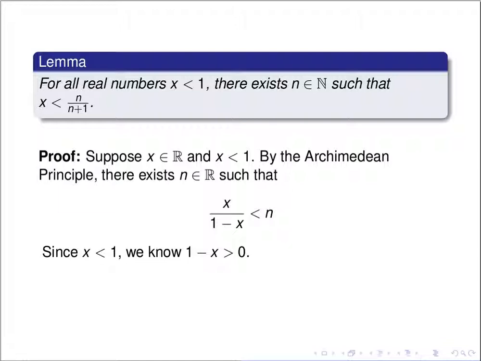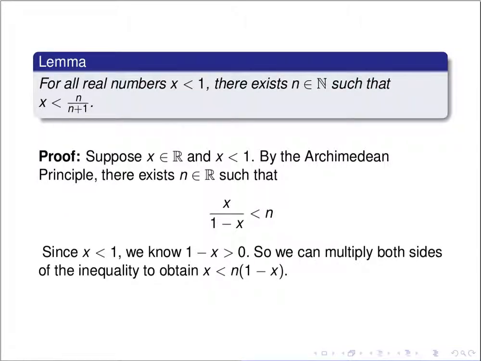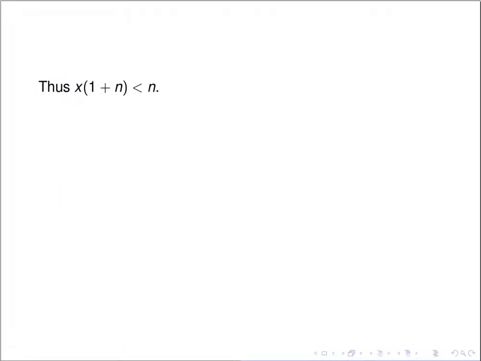Since x is less than 1, we know that 1 minus x is greater than 0. So we can multiply both sides of the inequality to obtain x is less than n times 1 minus x. That product doesn't change the direction of the inequality because we're multiplying by a positive number. So x is less than n minus n times x. You can see we're going in the reverse direction of our scratch work, because we're going to wind up with the condition x is less than n over n plus 1. Okay, so x plus nx is less than n, just adding nx to both sides. From this condition we can pull out the x, we get x times 1 plus n is less than n, and therefore x is less than n over 1 plus n.